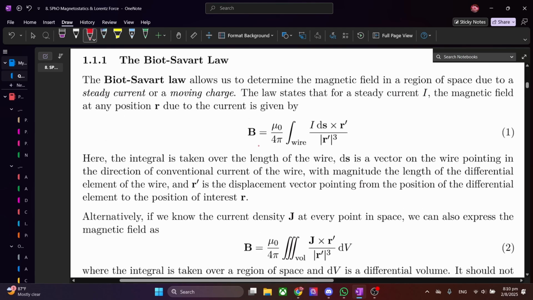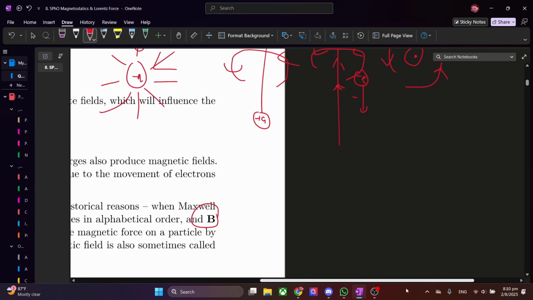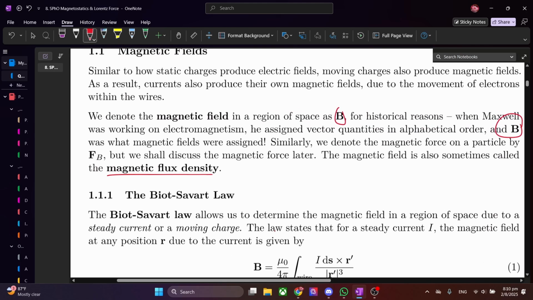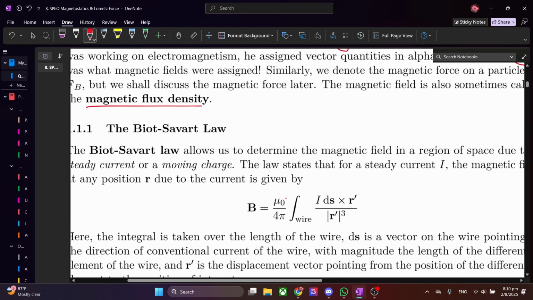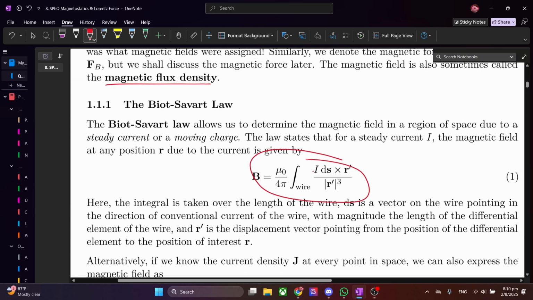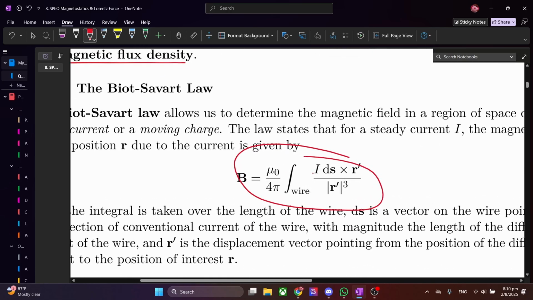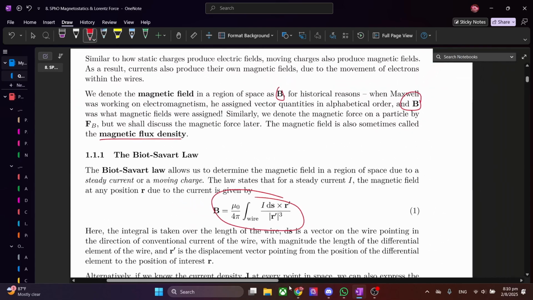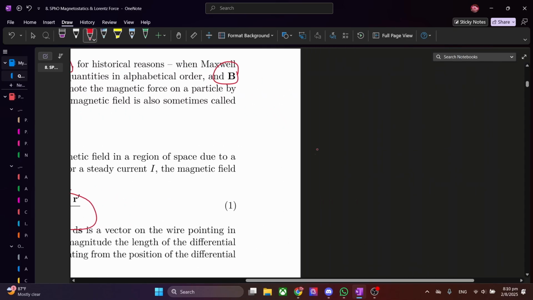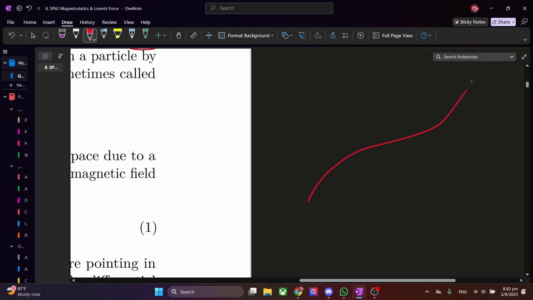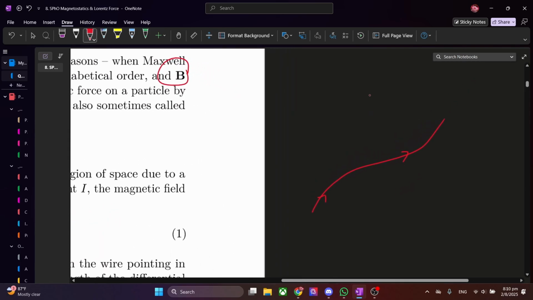So I guess the first thing to introduce is the Biot-Savart law. This law allows us to determine the magnetic field in some region of space due to either some steady current or a moving charge, as I mentioned just now. And it's given by this integral, which looks a bit intimidating, but basically what this means is that, let's say you have some wire like this, and current is flowing this way, and you want to calculate the magnetic field at this point, and if this is the origin, this would be R, I guess.